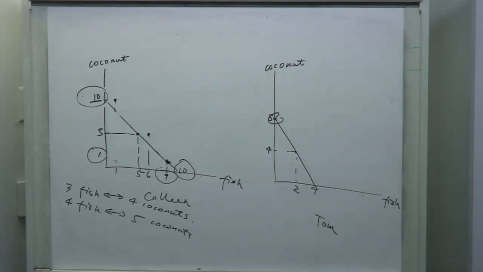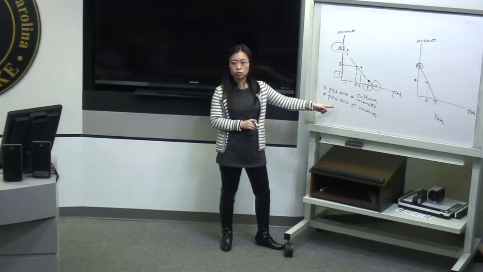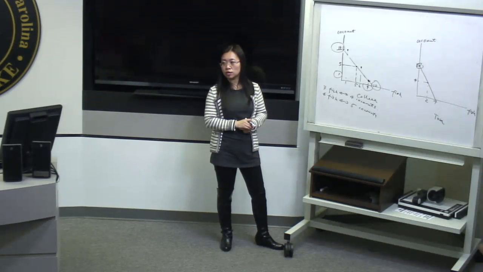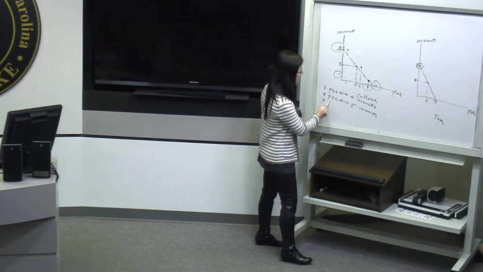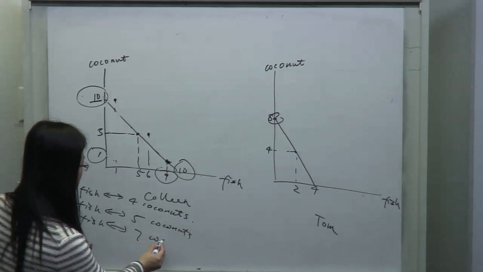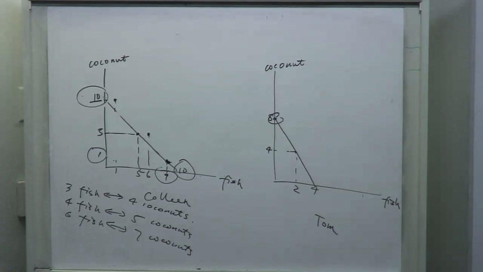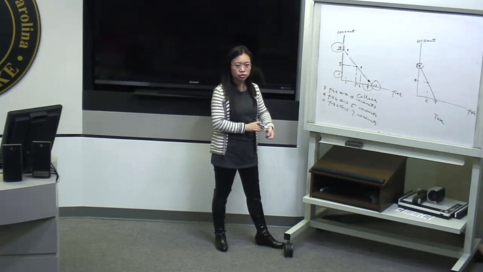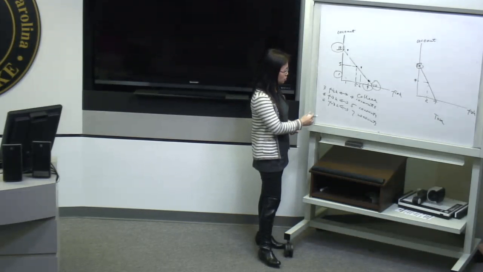Okay, others? Are there other ones? I think we had some other ones, right? We had 6 fish and 7 coconuts. 6 fish for 7 coconuts. What else? Look, there's a pattern here. If you follow this pattern, you should be able to come up with even more. Engage your thinking. What else? 5 fish.